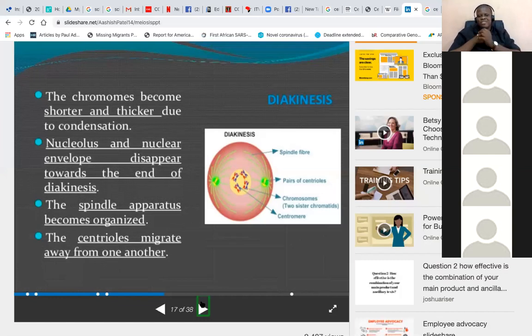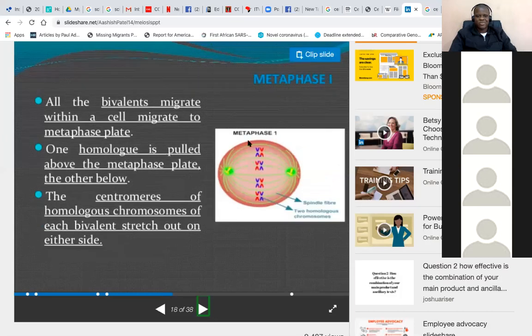Nucleolus and nuclear envelope disappear towards the end of diakinesis, and the spindle apparatus becomes organized, and the centrosomes migrate away from each other. So we've had the multiplication and the division and genetic reassortment that has happened. Now they are going their separate ways, which results in metaphase 1.